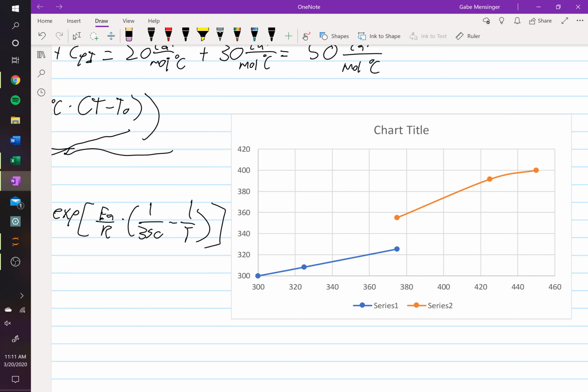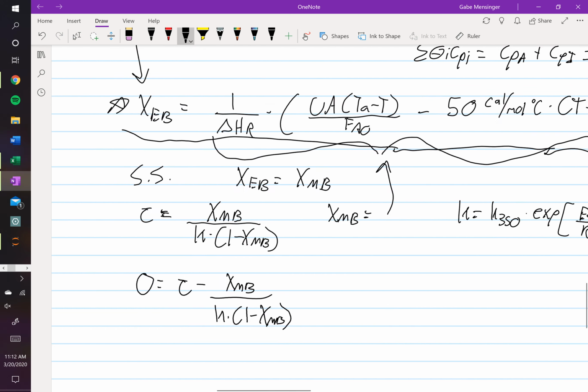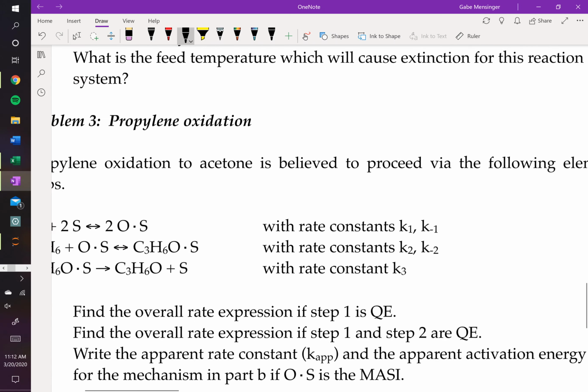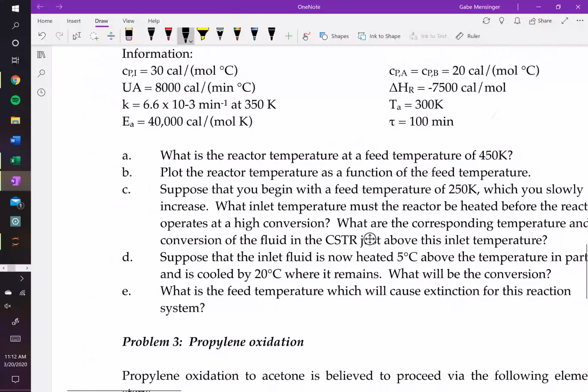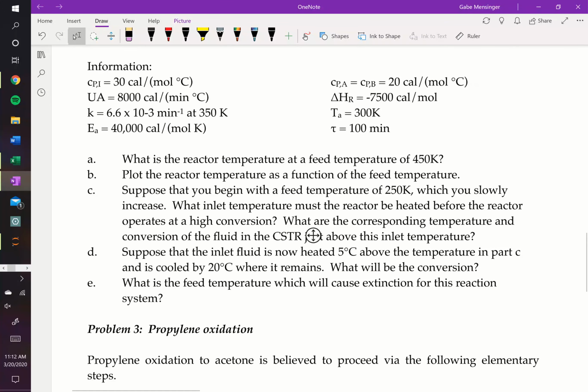Okay, as I mentioned before, you guys don't need to go all the way to 250. 300 will be enough to show, but we're starting at 250, which let's assume is somewhere down here. And then we're going to increase it until at a certain point we're all of a sudden just going to shoot straight up. And part C is essentially asking, what is this inlet temperature that this ignition occurs at?